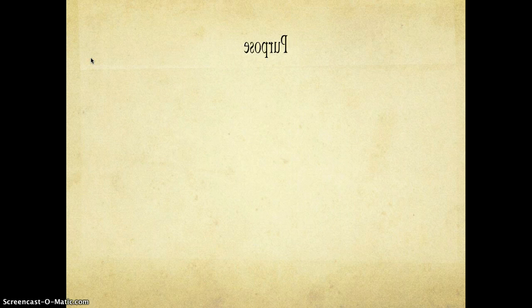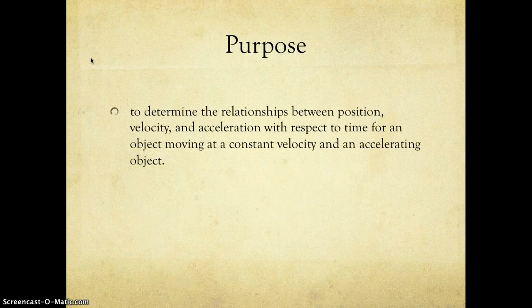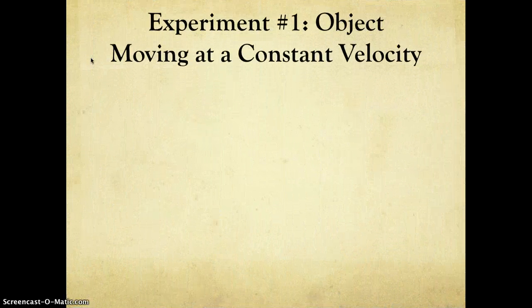So, your overall purpose for this lab would be to determine the relationship between position, velocity, and acceleration with respect to time for an object moving at a constant velocity and an accelerating object. Experiment 1, your object moving at a constant velocity, which is the moving man.